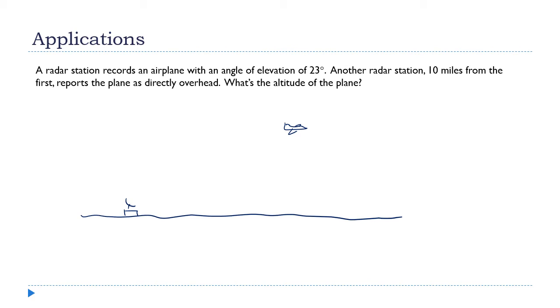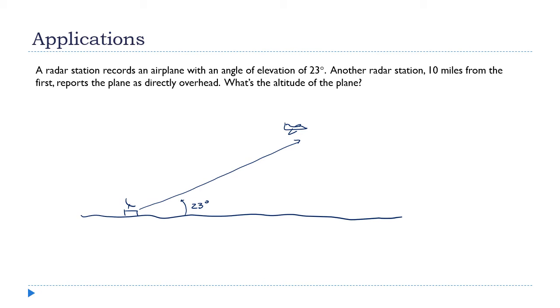And let's see, so what do I know? The angle of elevation. Remember, how do we get the angle of elevation? If you start at the ground and go up until you get to the line going out to the object, that's the angle of elevation. So this is going to be 23 degrees.